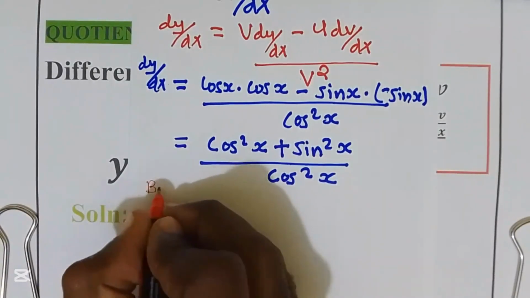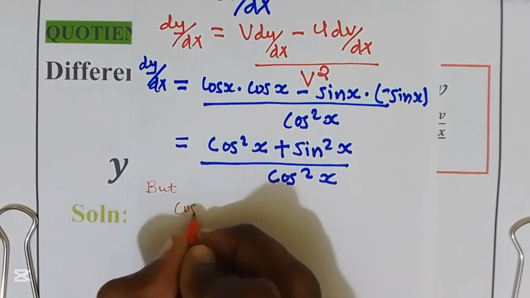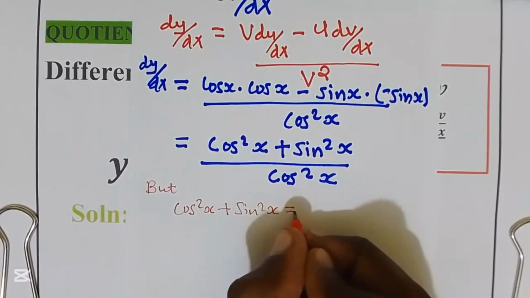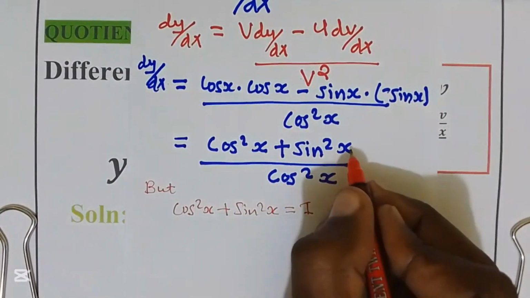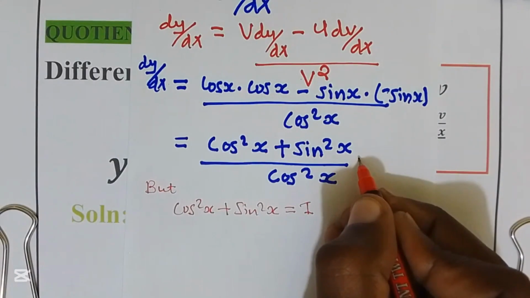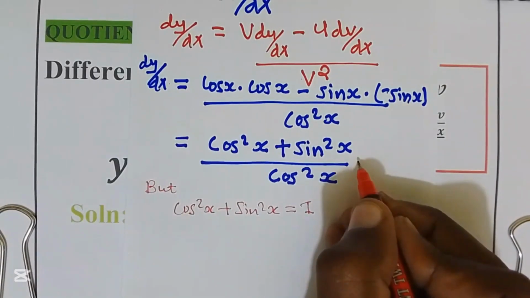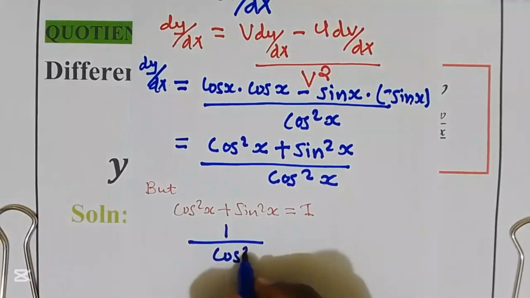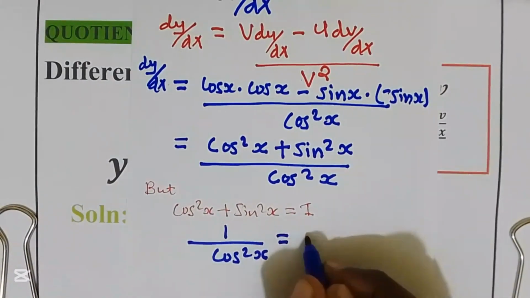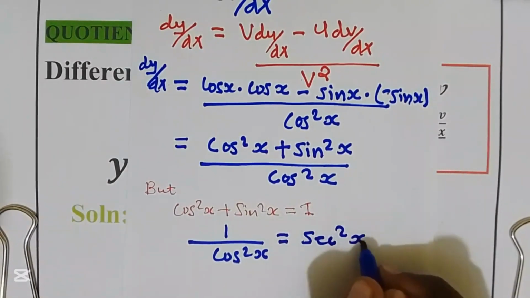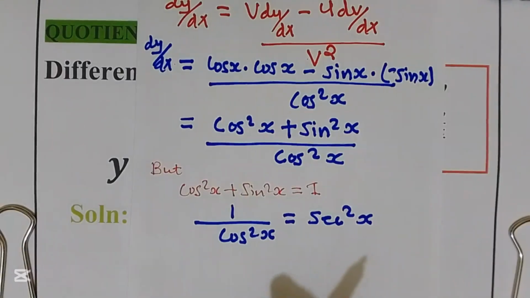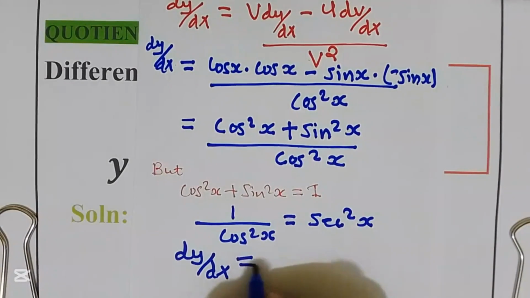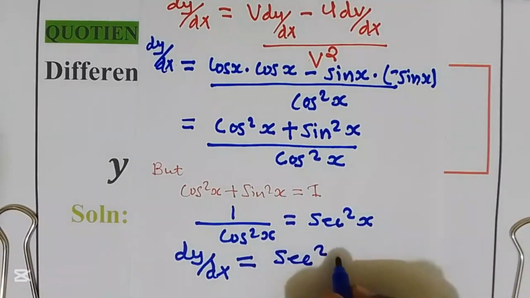But we know cos square x plus sin square x is equal to 1. So I'm going to substitute 1 to the numerator. That is going to be 1 over cos square x. This is equal to sec square x. So dy/dx is equal to sec square x.